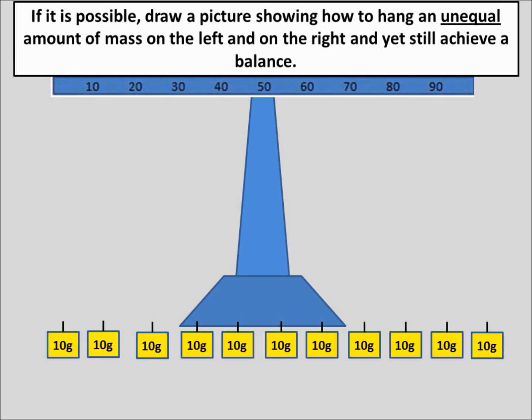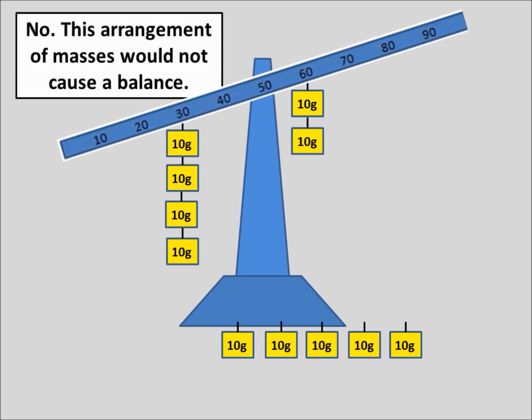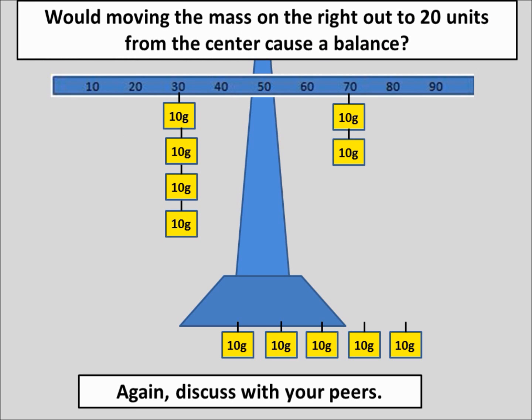If such a setup is possible, draw a picture showing how to hang an unequal amount of mass on the left and on the right, and yet still achieve a balance. Would this arrangement of masses cause a balance? Develop an argument and defend it to your peers. No, this arrangement of masses would not cause a balance. Would moving the mass on the right out to 20 units from the center cause a balance? Again, discuss with your peers.